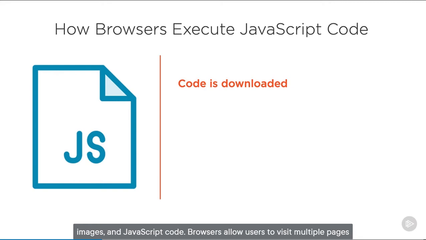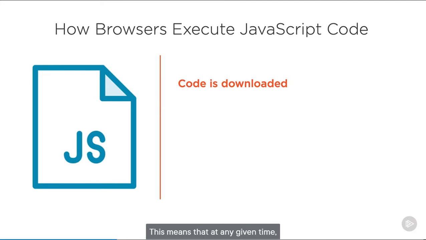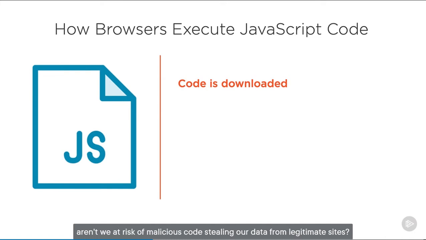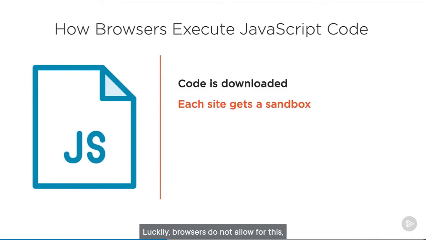Browsers allow users to visit multiple pages at the same time in tabs or separate browser windows. This means that at any given time, JavaScript code downloaded from several different sites is executed in the same browser. If one of those sites is infected or even owned by the attacker, aren't we at risk of malicious code stealing our data from legitimate sites?